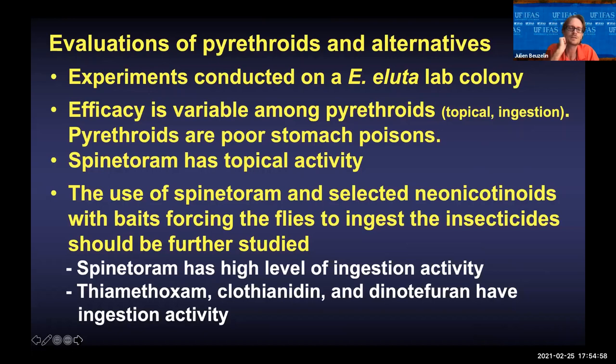But really, the most interesting facts were that spinetoram, the reagent, had some topical activity, although it was not very high. So I think it should still be on the list. But also, spinetoram, thiamethoxam, clothianidin, and dinotefuran had relatively high levels of mortality associated with ingestion. And so this would be somewhat longer term, but I think that the use of those insecticides in combination with baits forcing the flies to ingest them should be further studied. And that might be a way to add more modes of action and try to reduce reliance on the pyrethroids.